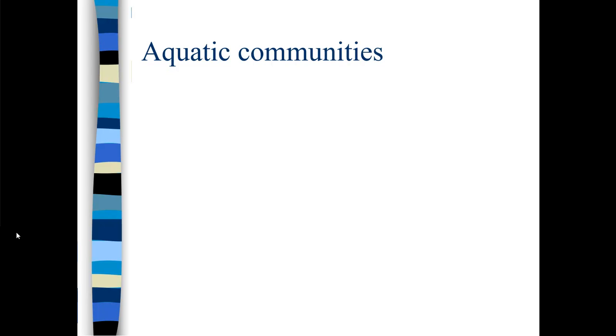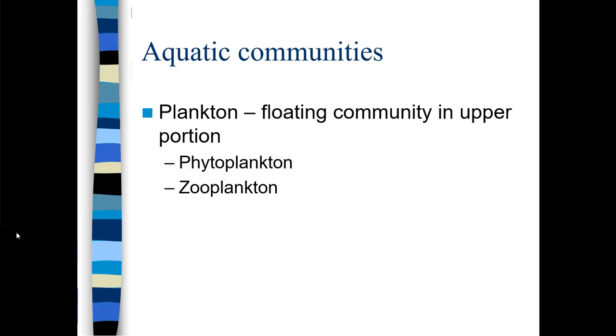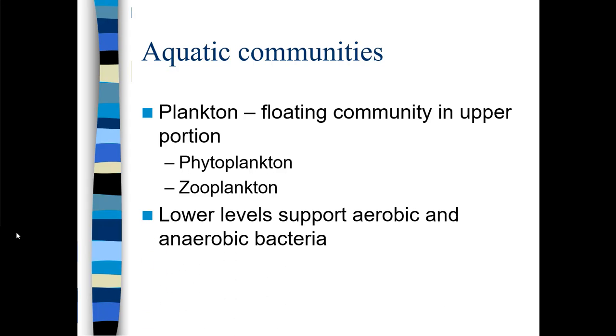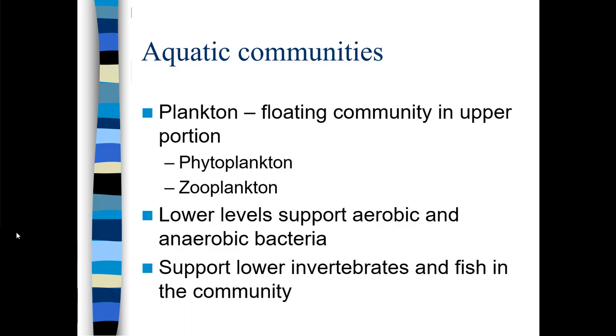Now, just switching gears a little bit, aquatic communities are important, and you do get animals that comprise plankton, and these are in the upper portion because they do need oxygen. So you have phytoplankton, which is more plant life, and zooplankton, which is more animal life. And then you get aerobic bacteria, and then below that, anaerobic bacteria. Okay, and these bacteria support lower invertebrates and fish in the community, and so in the lower levels of the aquifer, you'll find these bacteria, and they provide a food source for the food web.